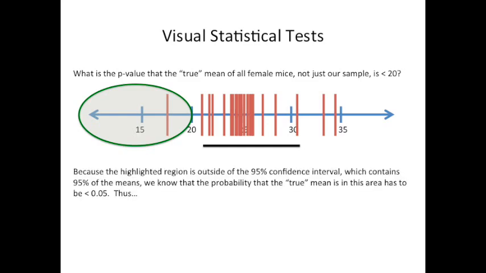Because the highlighted region is outside of the 95% confidence interval, which contains 95% of the means, we know that the probability that the true mean is in this area has to be less than 0.05. Thus, the p-value is less than 0.05. This is unlikely, and because of this, we can say there's a statistically significant difference between the true mean and any value less than 20.